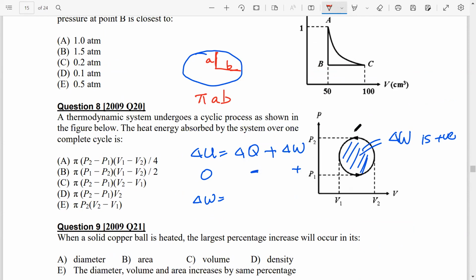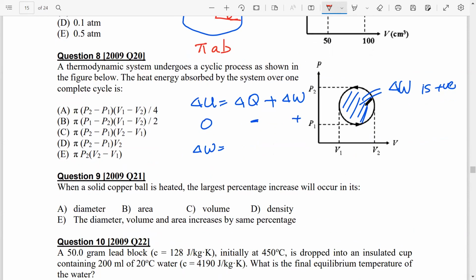In this case, they didn't give the values, so it's not to scale. Although it looks like a circle, we cannot assume it to be a circle. So we use pi AB, and the work done is going to be pi, times P2 minus P1 over 2, sorry, because divided by 2, and then V2 minus V1 over 2. When you bring delta W over, delta Q equals negative delta W. So it'll be a negative of this, and that's why the answer should be A.